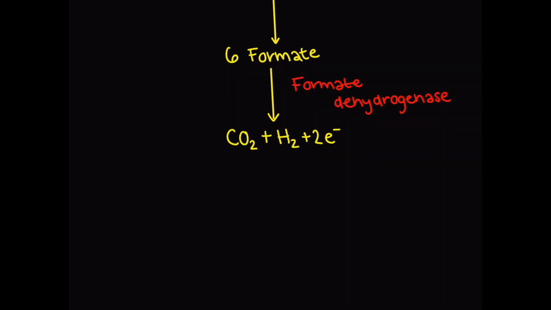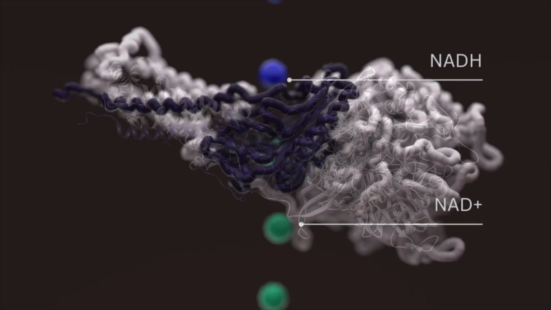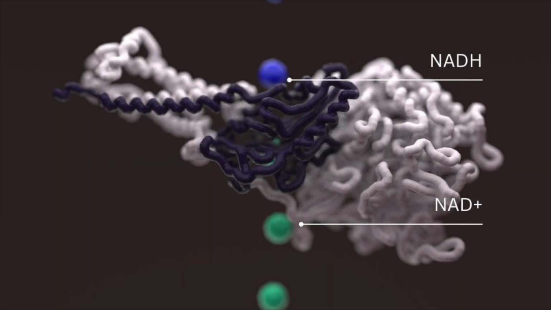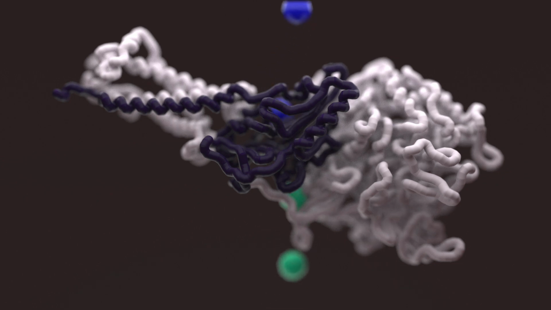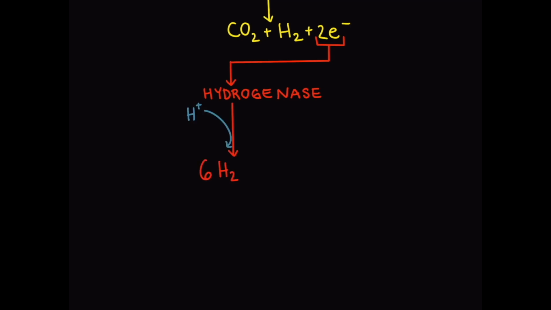Formate dehydrogenase splits into CO2 and hydrogen through the oxidation of formate, producing 2 electrons. Formate dehydrogenase takes these electrons and transfers them to hydrogenase. This enzyme turns these electrons together with protons into hydrogen molecules. This step produces a total of 6 hydrogen molecules.